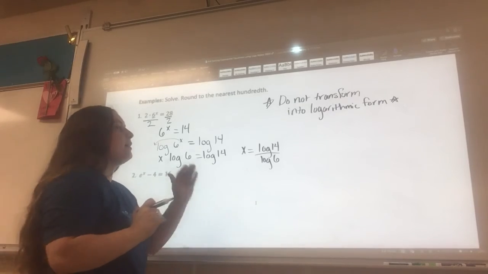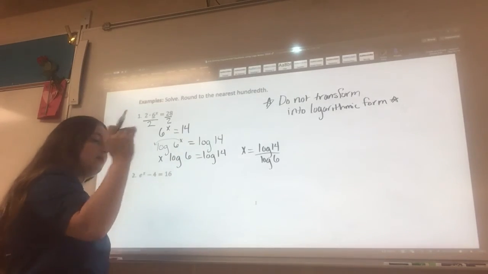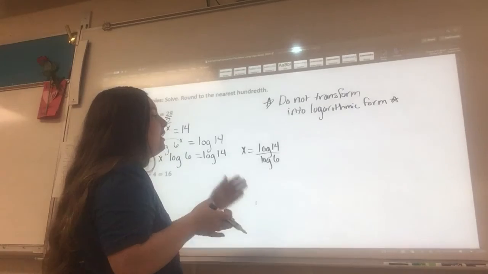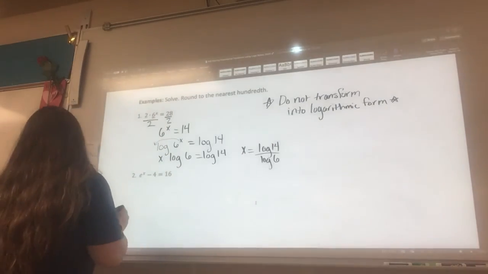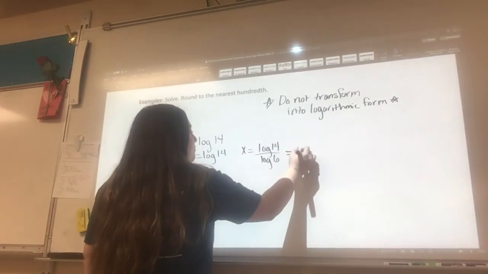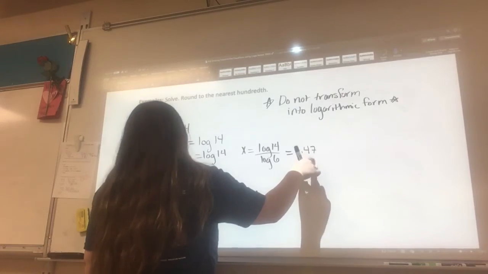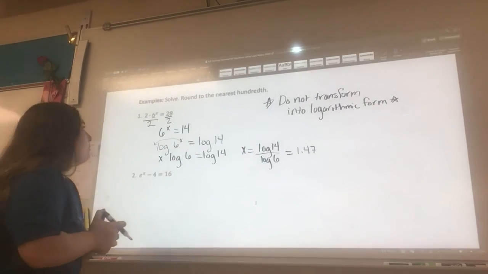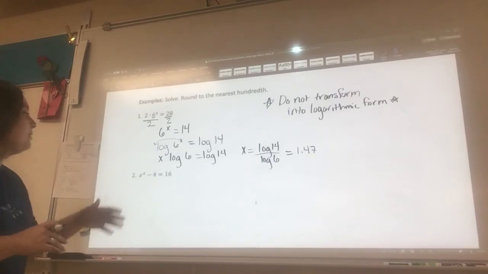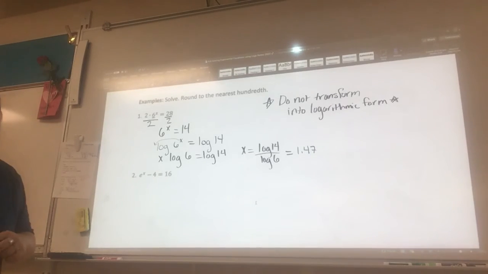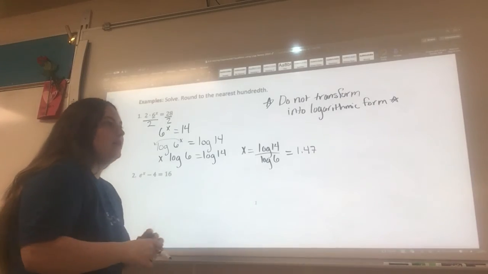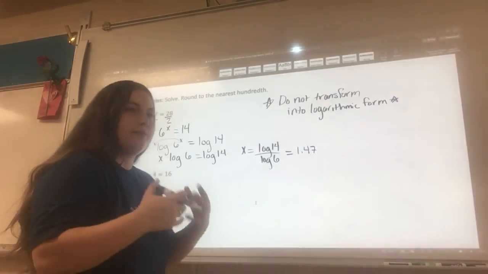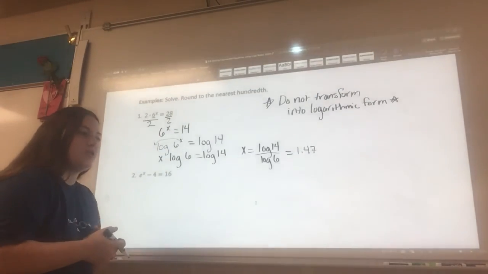So in your calculator, you're going to go log 14 in your parentheses divided by log 6. And that should get you to 1.47. Remember, to the hundredths place, okay? If you feel confident, please attempt to do number 2 on your own. At any time, if you feel confident, please make sure to pause before I complete a problem, so that way you can match your answers to mine.